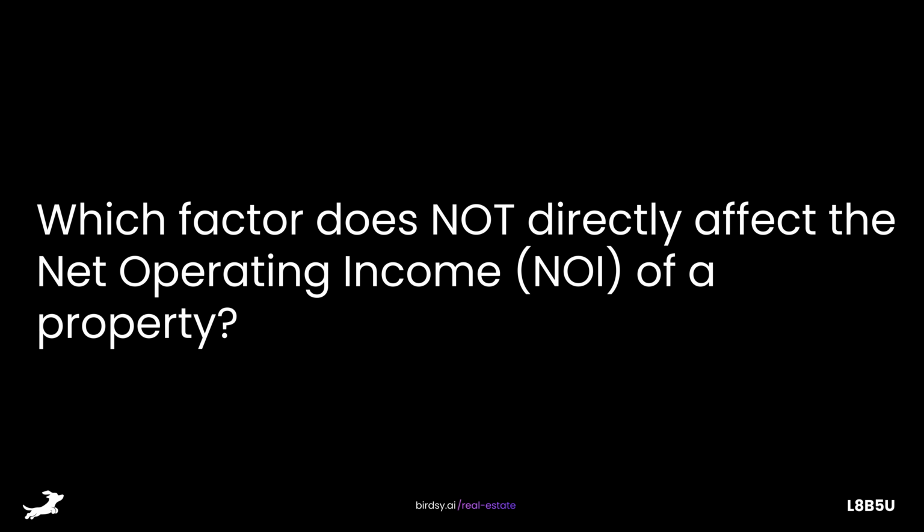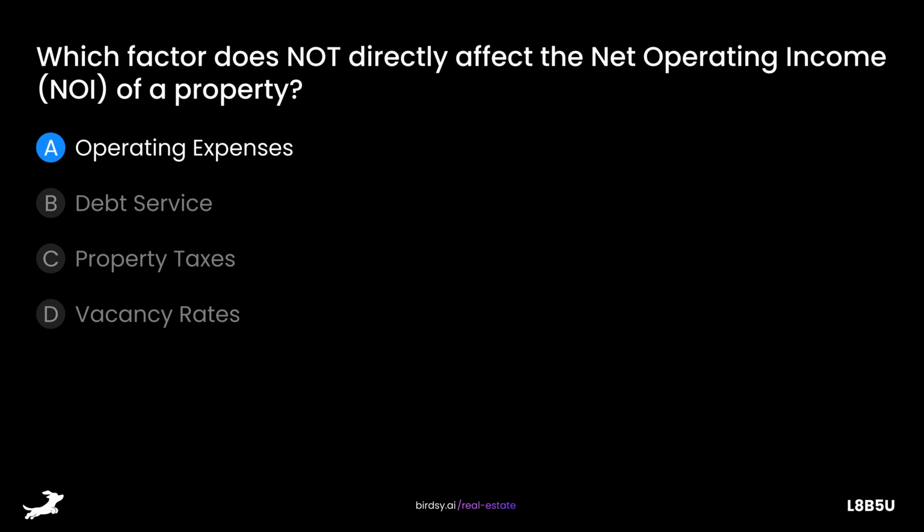Which factor does not directly affect the net operating income of a property? Is it A. Operating expenses, B. Debt service, C. Property taxes, or D. Vacancy rates? The answer is B. Debt service.